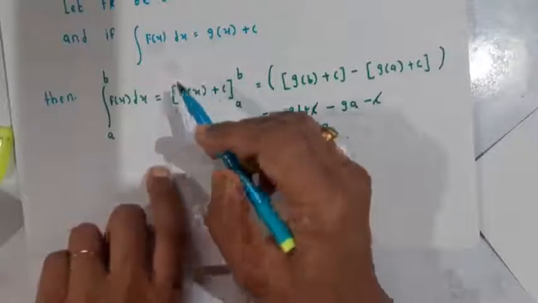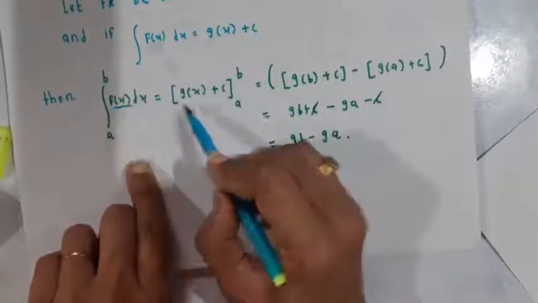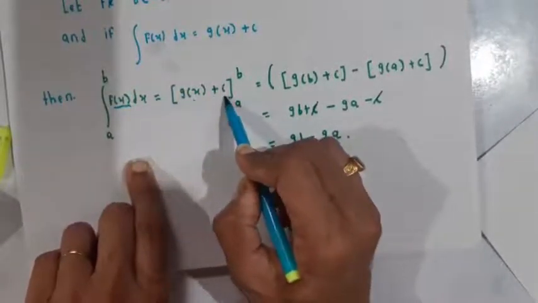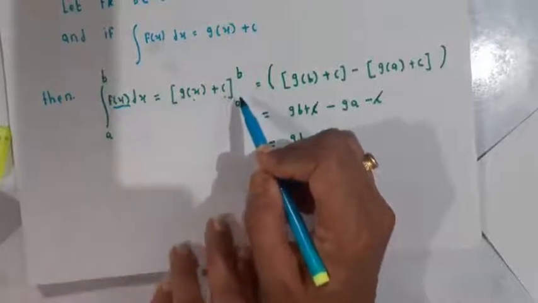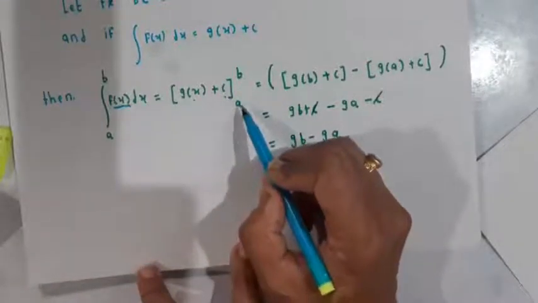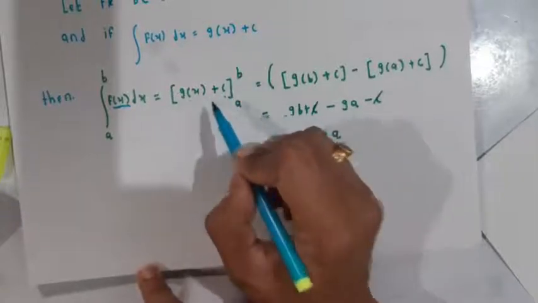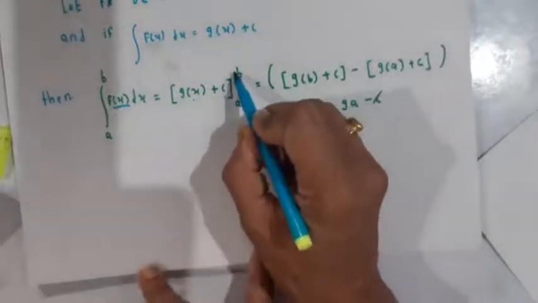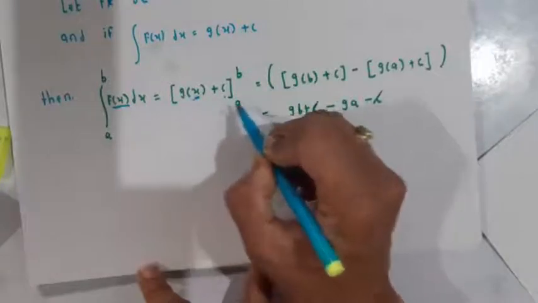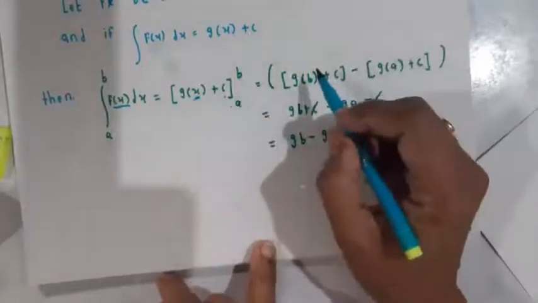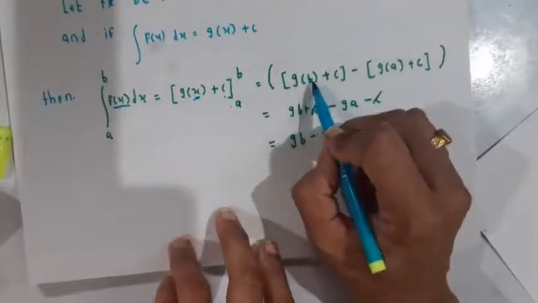So the integral of f of x is g of x plus c, where c is the constant of integration and the limits of integration are from a to b. So we can calculate here x equal to a to x equal to b. The value of x changes from a to b. Okay, so that's why it is equal to g of b.